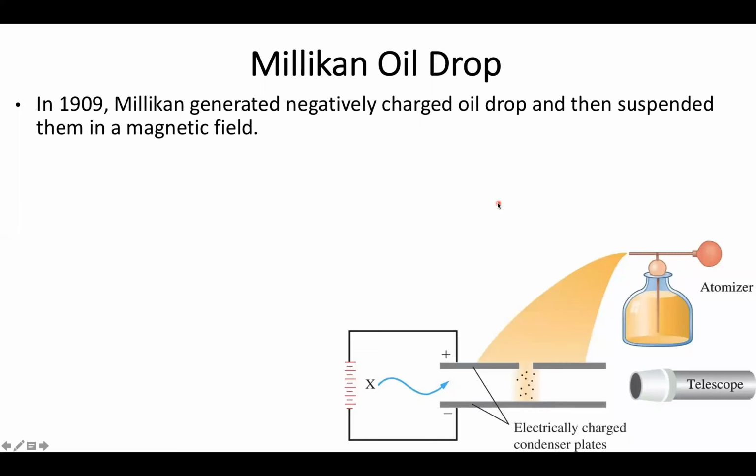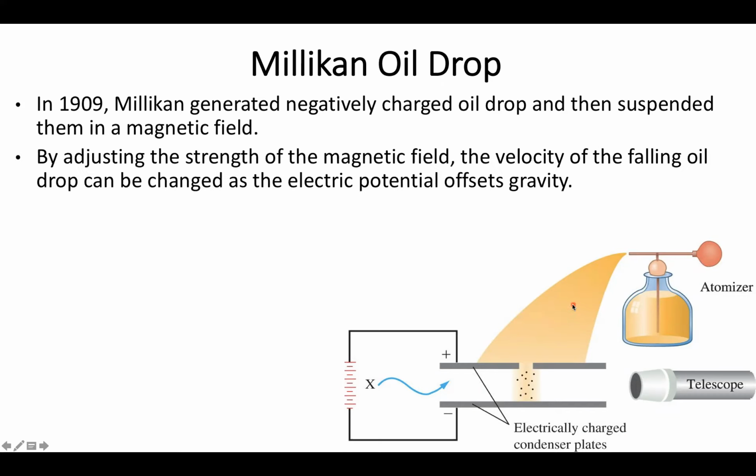What he used is this idea from a cathode ray that electrons are going to be attracted to a positively charged plate. He generated a whole bunch of oil drops that he then essentially hit with a high energy beam to charge them. So you have a whole bunch of oil drops, which have a slight negative charge, going in between two magnetic plates.